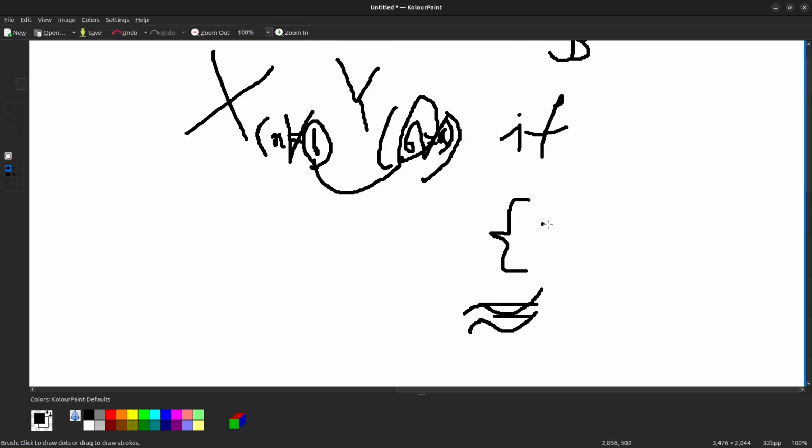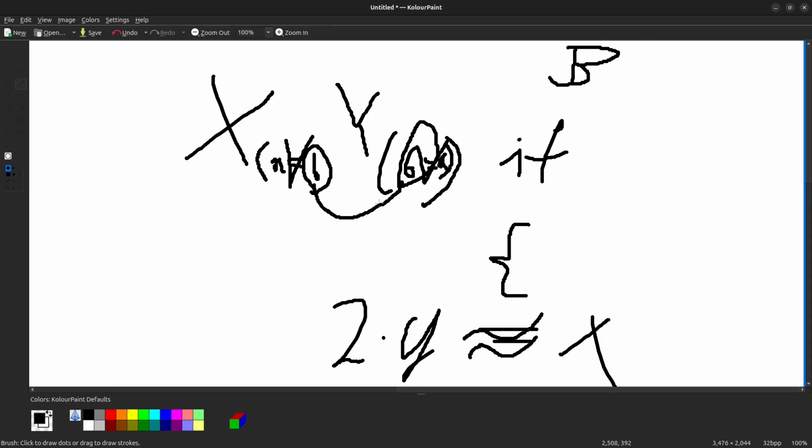We have to take something like 2 times y and then x. I mean, this may not be exactly equal, but the basic idea is that they are supposed to be proportional, and again, this would still work.